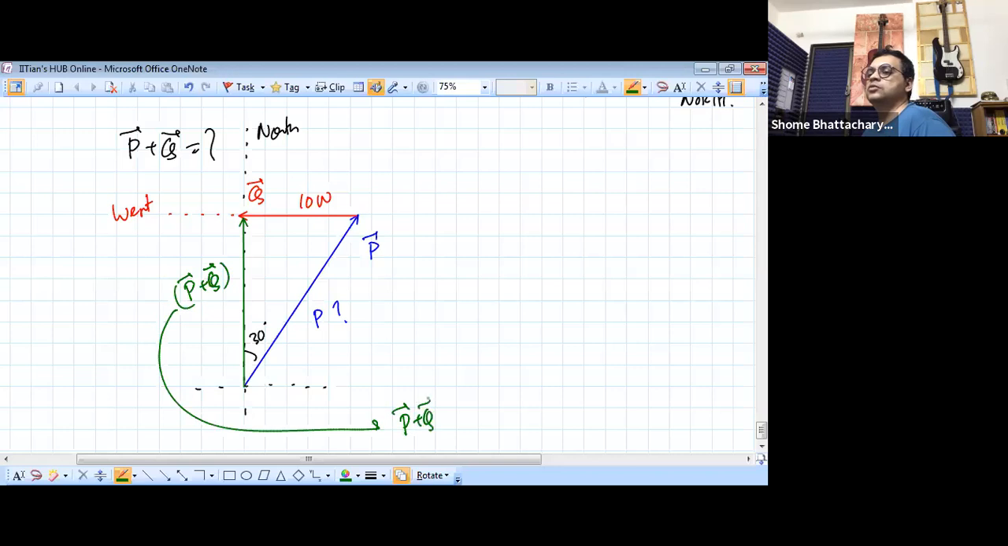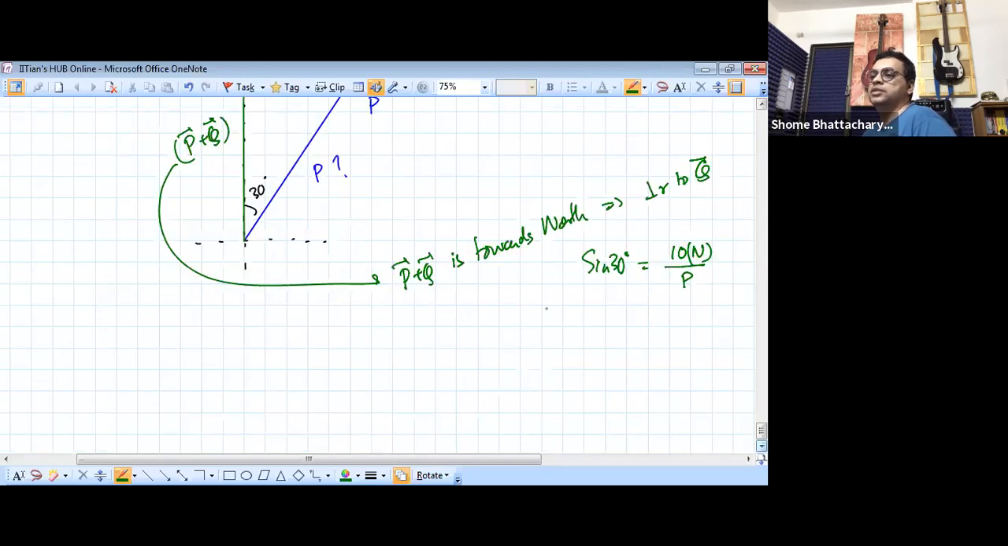P plus Q is towards north. So that means it is perpendicular to Q, so this angle should be 90. So that's it. Now it's easy. This angle is 30 and this is 90. So you can just use trigonometry over here. The relationship between this and this: sine 30 will be the perpendicular, which is 10 newtons, divided by the hypotenuse, which is the unknown magnitude P. So P is becoming how much? P is becoming 20 newtons.